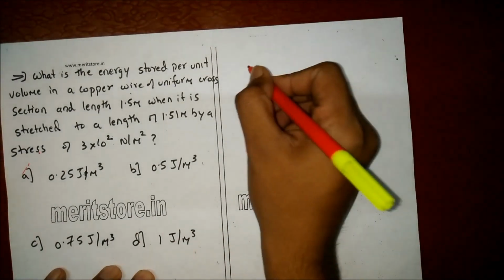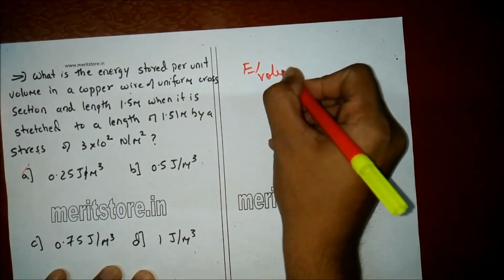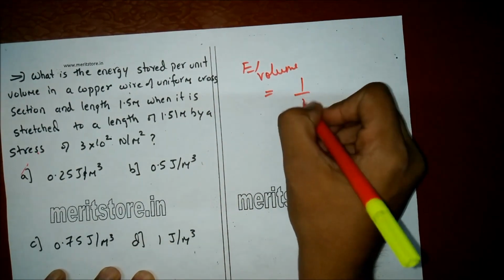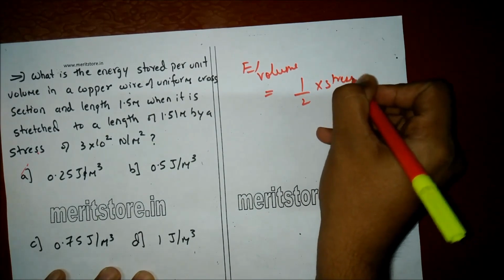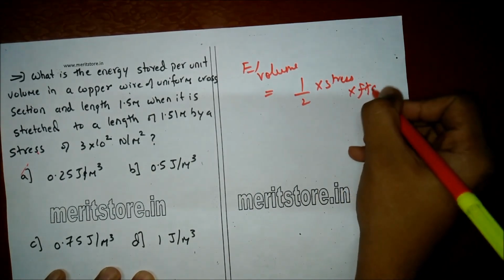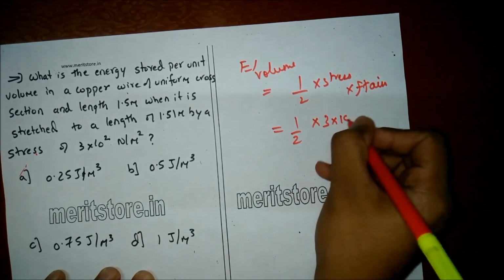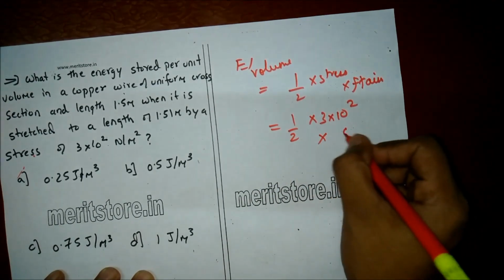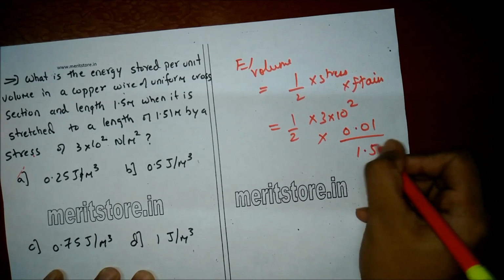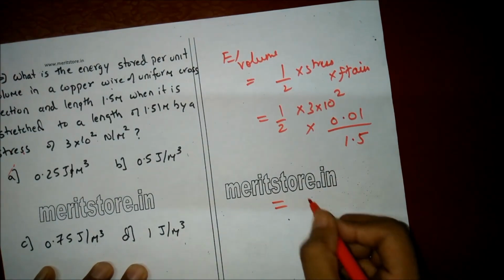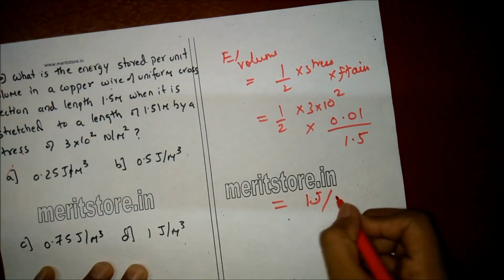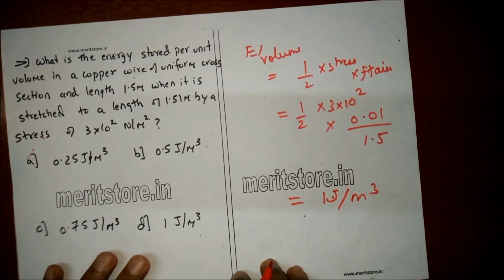Now the energy stored per unit volume is given by the formula half into stress into strain, which is equal to half into 3 into 10 raised to 2, and the strain is given by 0.01 upon 1.5. So on calculating we'll get the answer as 1 joules per meter cube. Therefore the correct answer here is option D.